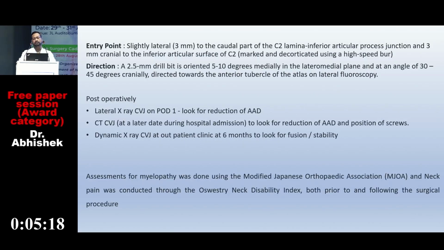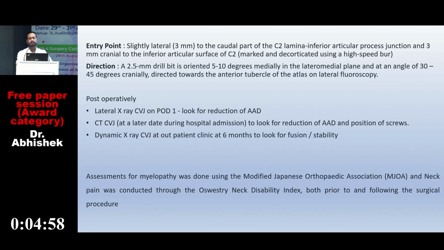The entry point is around 3 millimeters lateral to the caudal part of the C2 lamina inferior articular process junction and 3 millimeters cranial to the inferior articular process of C2. The direction of the screw was around 5 to 10 degrees medial in the lateromedial plane and around 30 to 40 degrees in the craniocaudal direction.